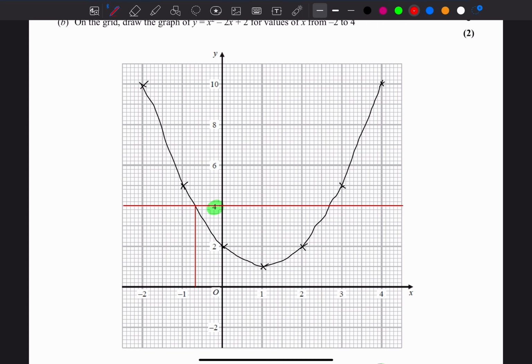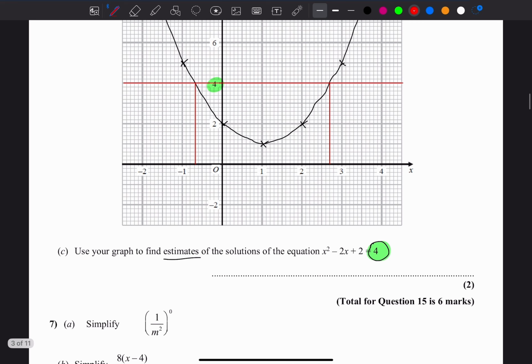That answer, read that answer. X is minus 0.7, 2.7. Because this is a graph question that you draw, you may be given a little bit of leeway in the answer. So if you wrote x is minus 0.6 is right, minus 0.7 is right, minus 0.8 is also right. X is 2.6 is right, 2.7 is right, 2.8 is right normally. Okay, but no more, no less. All right.